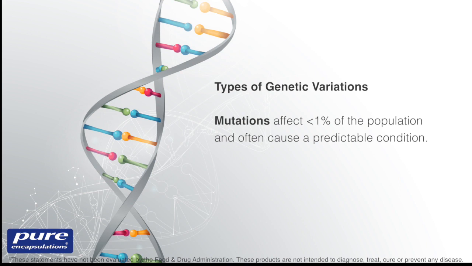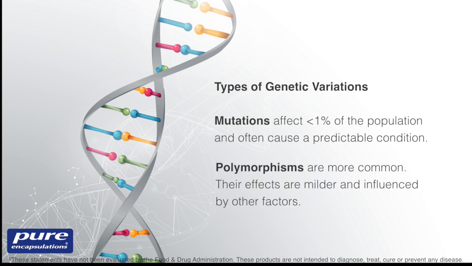In medical genetics, mutations are defined as rare variations that affect less than 1% of the population, and they typically produce a predictable health outcome. In contrast, polymorphisms are more common and have milder and sometimes beneficial effects. Polymorphisms are often influenced by multiple environmental factors.